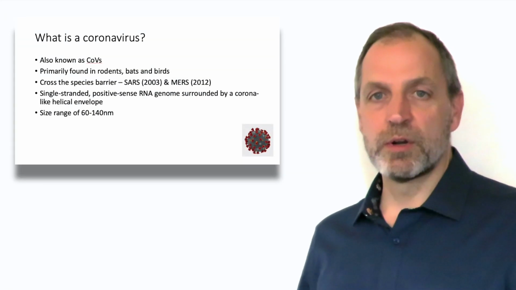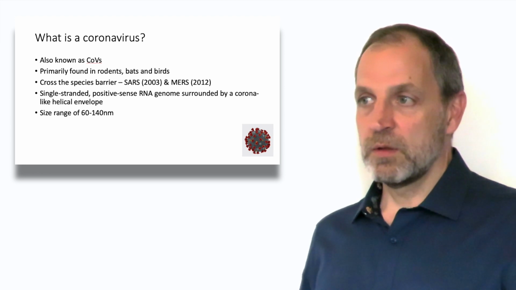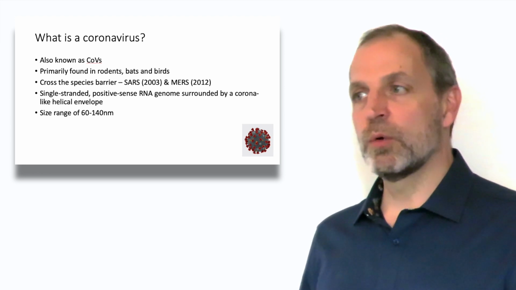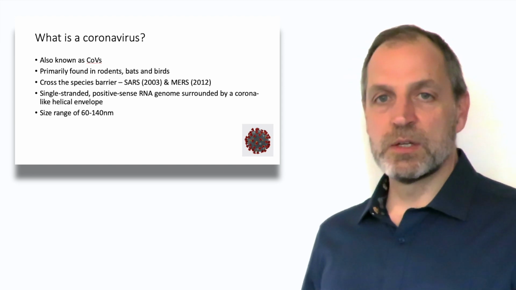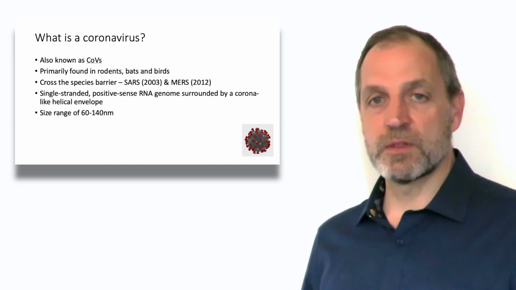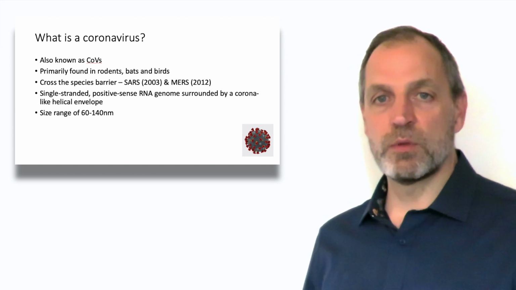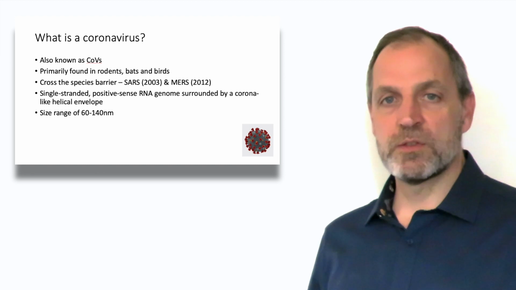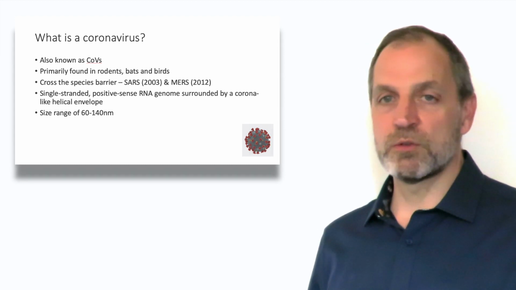Now what is a coronavirus? Well, they're also known as CoVs. They're primarily found in rodents, in bats and in birds. And they've actually been known, though, since the turn of the century to cross the species barrier. So SARS in 2003 and more recently MERS, the Middle Eastern Respiratory Syndrome, in 2012.